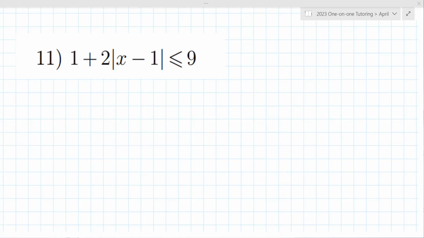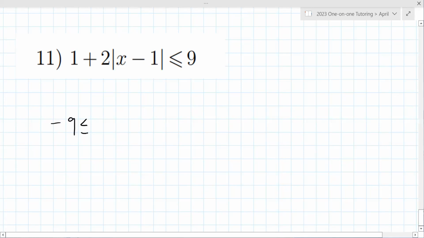Wait, just so I know that I have this written out right before I try to solve it, is it -9 is less than or equal to 3 plus x minus 1 less than or equal to 9?